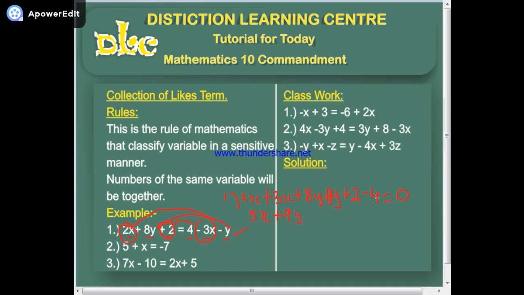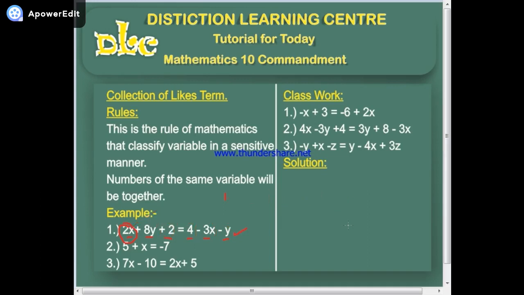We have done it under the first commandment, which is the rule of addition and subtraction. Plus 2 minus 4 is minus 2, so equal to 0. So that means this is our final answer for example 1. So now let's proceed to example 2.